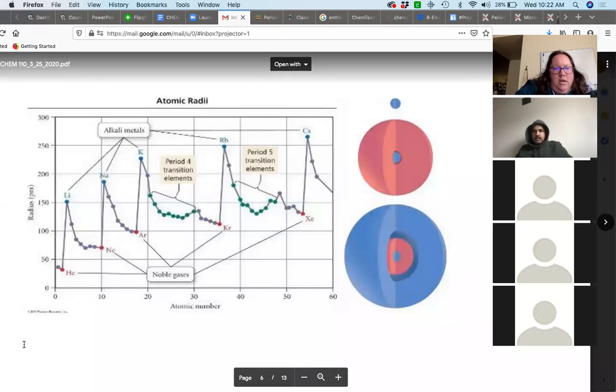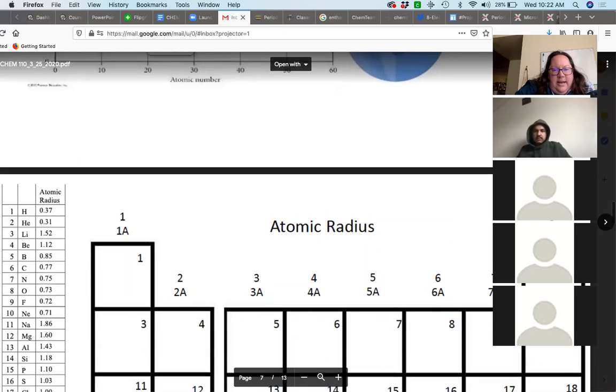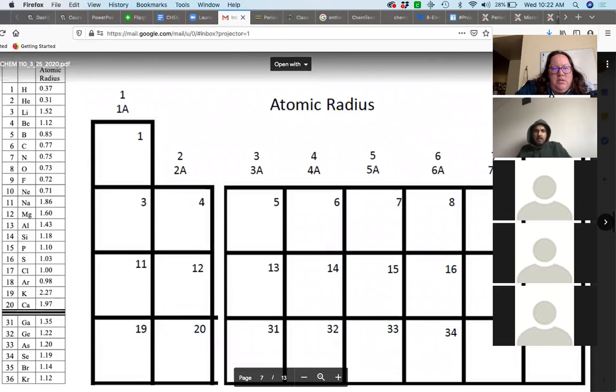Okay, I've got one more activity that I'd love for you to take a look at. We're going to do the same thing. This is atomic radius. Again, we use diagrams to help us make sense of numbers. We use a visual representation to help us make sense of information that our brains can sometimes translate in terms of numbers, but sometimes our eyes might see differently.